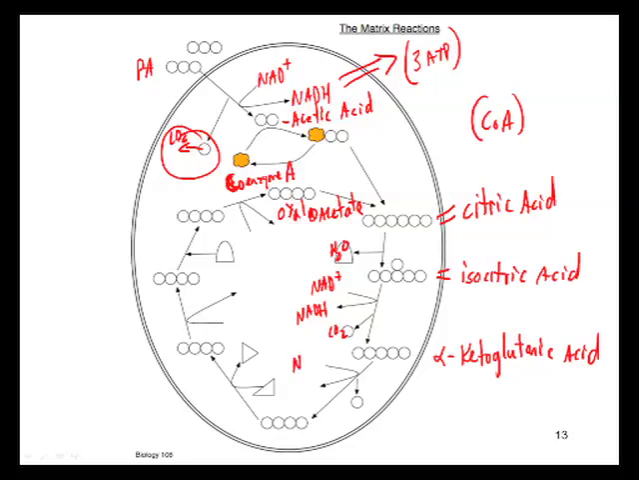We have another oxidation reduction reaction occurring. Again, we see NAD reduced to NADH. We see carbon dioxide released, so the alpha ketoglutaric acid is being oxidized to a 4-carbon molecule.